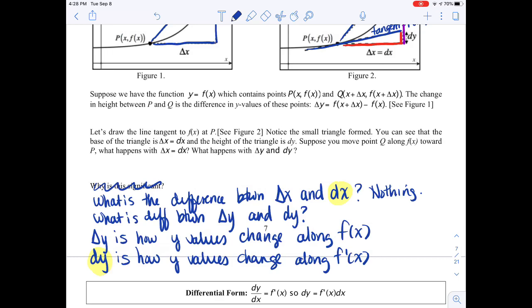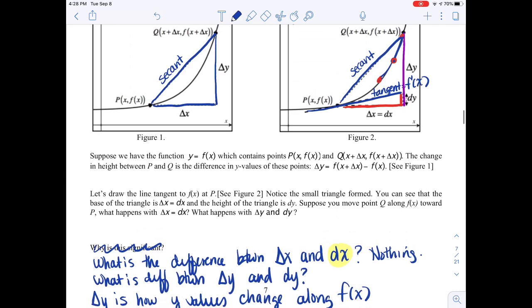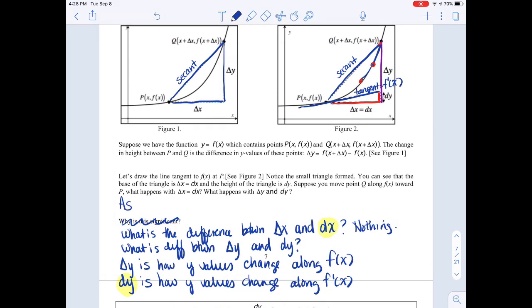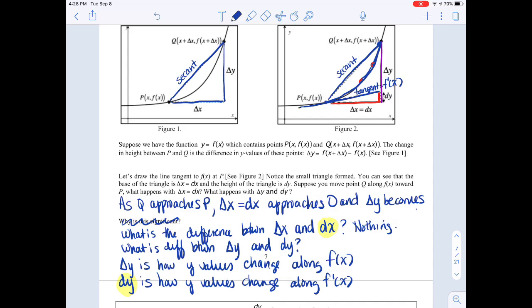So basically, what's going to happen with the above picture, and this is the conclusion of what we were trying to draw from this image before: as Q approaches P, so as this point on the right-hand side gets closer and closer to the first point, delta x, which is dx, approaches 0, and delta y becomes dy.